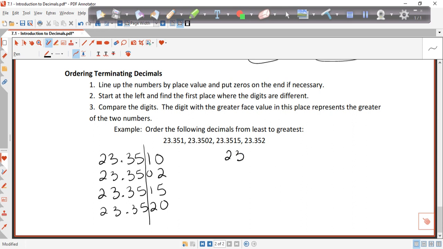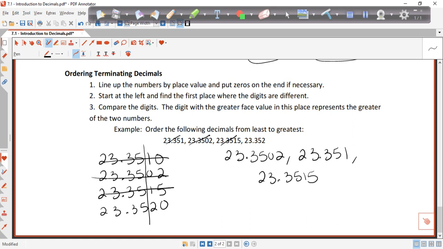So it would be 23.3502. That was that one. Mark it off there. The next one will be 10. Now when I write it in my list, I want it to look the same way it did originally. So it'll be 23.351. Next would be 15, the third one. So 23.3515. And then that leaves us with the last one, 23.352. Remember, write it how it was originally.